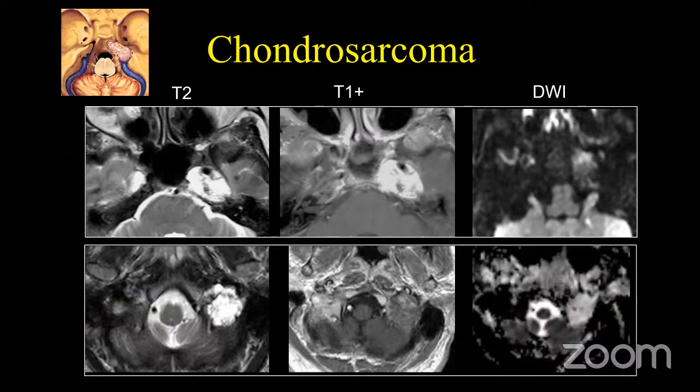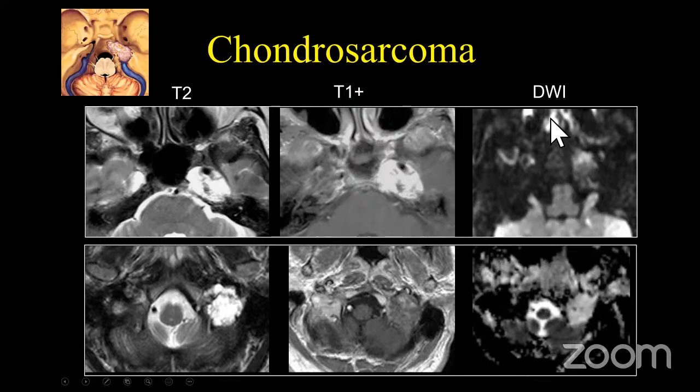Another example here of a chondrosarcoma: this is patient number 1, and this is patient number 2. I juxtapose these in the sense that the chondrosarcomas on T2, in this case, both tend to be high signal, but I do want to point out the enhancement. So this is a T1 weighted image with contrast. Notice this chondrosarcoma is avidly enhancing, whereas this chondrosarcoma has heterogeneous enhancement.